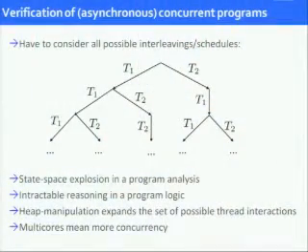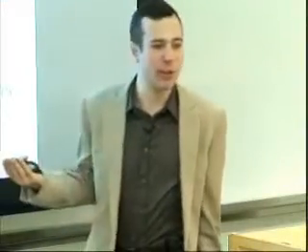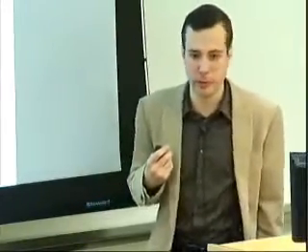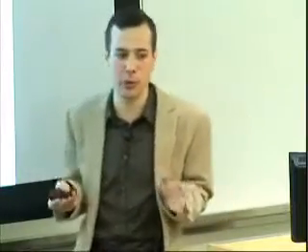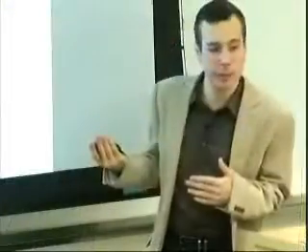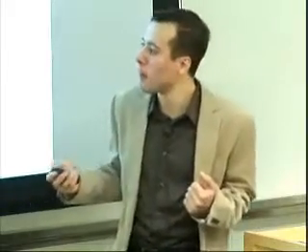And unfortunately, heap manipulation only makes things worse because it expands the set of possible thread interactions. And we can't ignore this problem because multicores are here and software is going to become more concurrent. Okay, so what do we do? Well, one possible solution is to use so-called thread-modular reasoning techniques. The idea here is that instead of considering your program as a whole, you consider every thread in isolation under some assumption about its environment. So you will analyze every thread separately, and there's going to be something in your reasoning that captures the possible interference from the other threads.